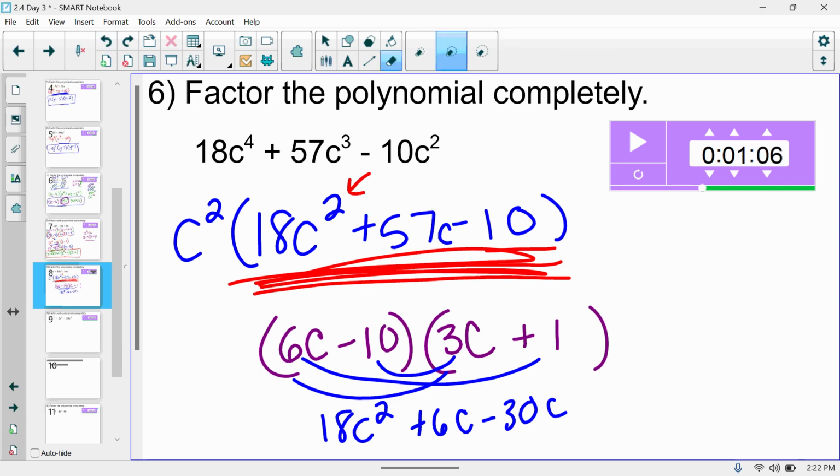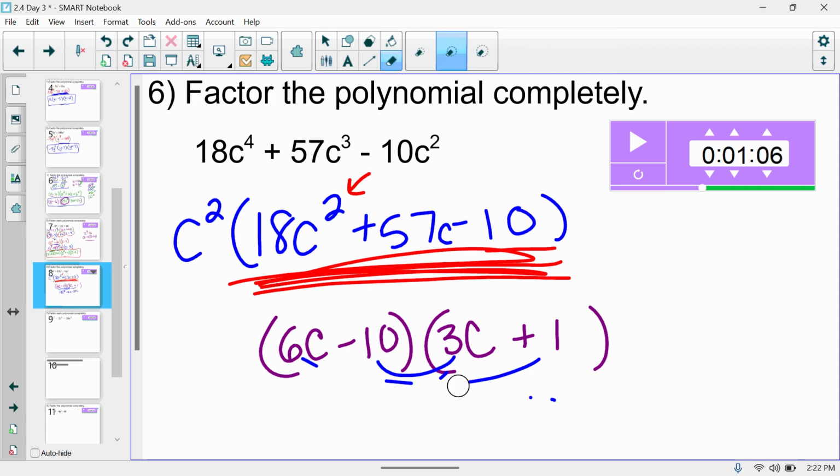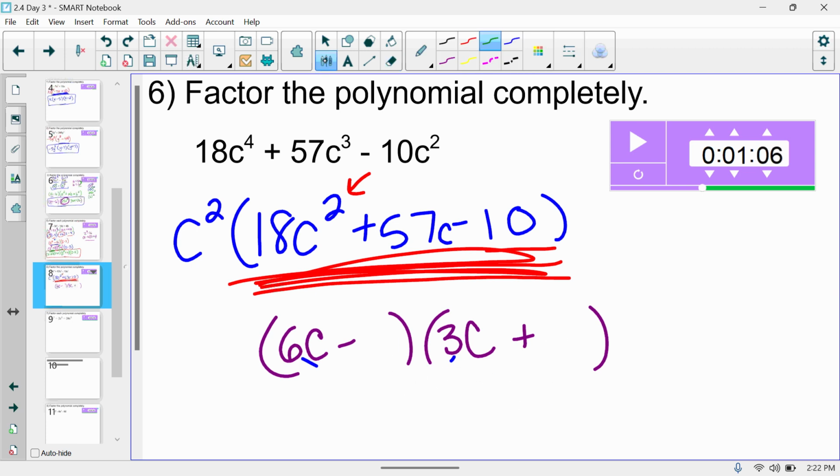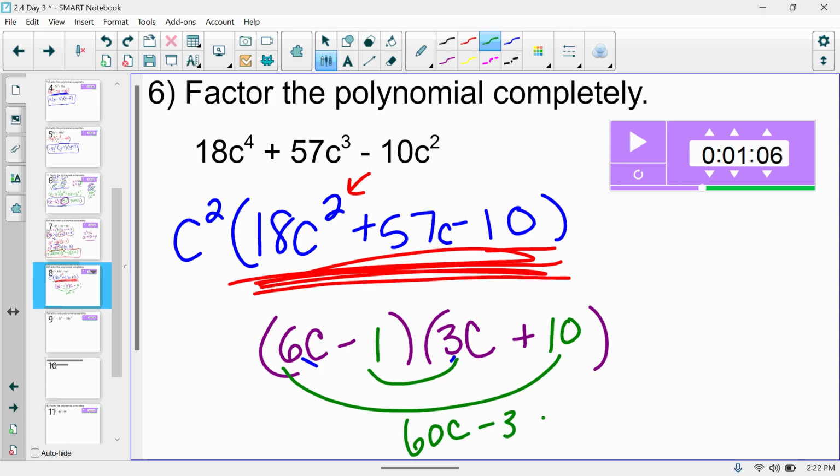So remember, change as little as you can. Like I would just flip the 10 and the 1. I wouldn't change 6 and 3. I would change one thing at a time. Like put the 1 here and the 10 here now. And that would give me 60c when I do outer and negative 3c when I do inner. And guess what? That's good because 60 minus 3 is 57. Like that's the combination that's going to work.